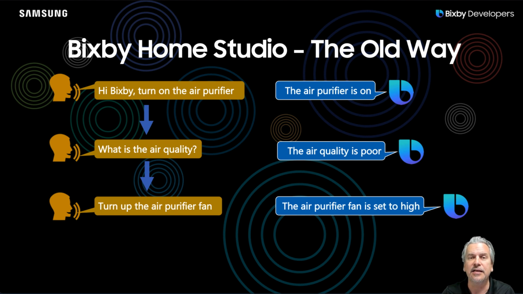And then it may say something like, "The air quality is poor." In which case, you would say, "Turn up the air purifier fan." Bixby would get that, call SmartThings, and then it would turn up the air purifier fan. That's the old way of doing things. Now let's see a smarter, better way of doing things enabled by the Bixby Home Studio.